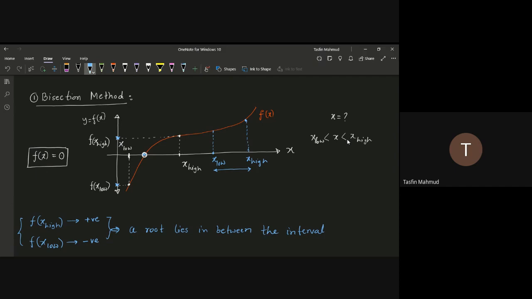If you look carefully, you can see for this blue colored x low, the function value is positive, right? And also for x high, the function value is positive as well. So for these x low and x high, both of the function values are positive. If both of the function values are positive, then we will assume that no roots exist in between this interval.